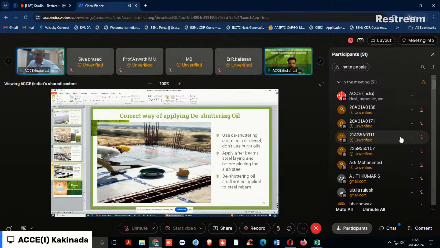In modern days, we have de-shuttering oils which are chemically stable compounds. These are preferable to use, but economy is a point. You should not let this oil touch the steel reinforcement. Generally, the steel placed for the slab casting is dragged over this applied oil. That should not be there. The steel should be placed over this applied oil after some sort of drying and all that. Thereby, there should not be any debonding effects between the concrete and the steel.